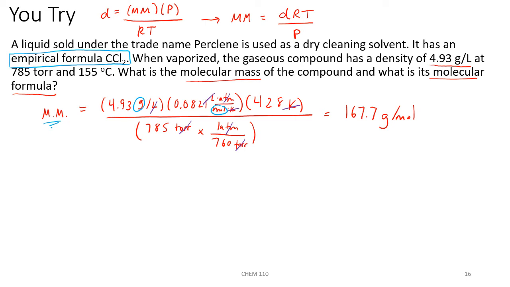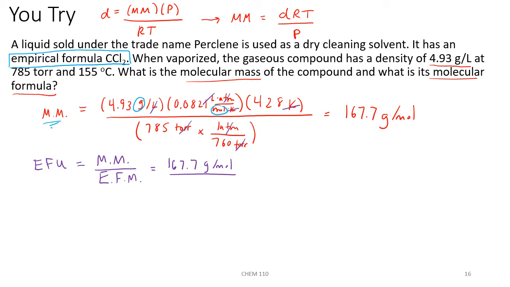And if you recall, we can calculate a certain number of empirical formula units. That's how many empirical formula units are contained within the true molecular formula. We do this by taking the molar mass and dividing by the empirical formula mass, which we can calculate because we were given the empirical formula in the problem. The molar mass we just got, 167.7 grams per mole, and our empirical formula mass will be that of CCl2.